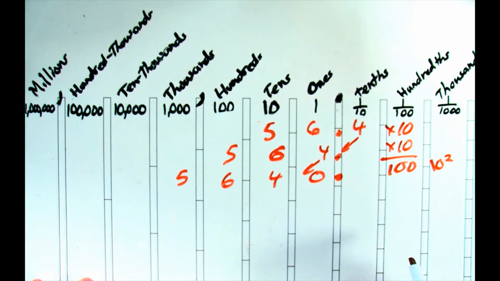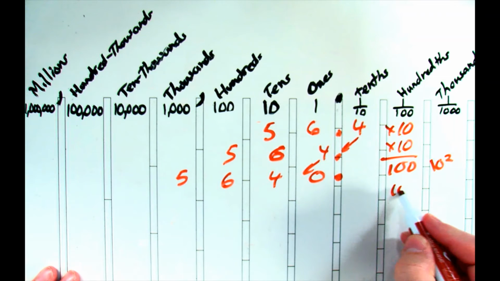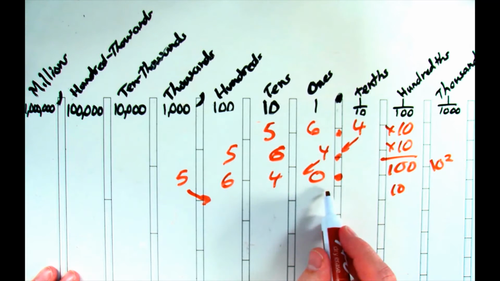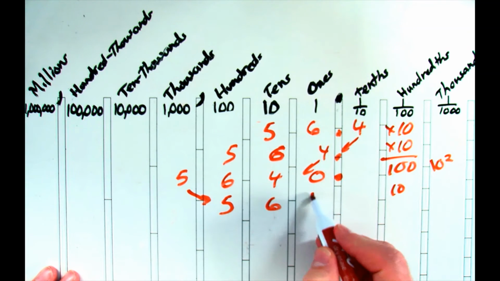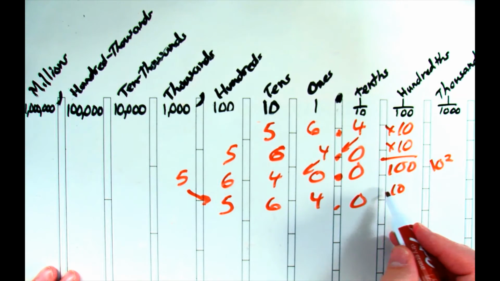Okay, so now let's try going the other way. Let's divide it. If I'm going to divide this number by 10, you would move the decimals this way. So 5,640 divided by 10 would give us 564.